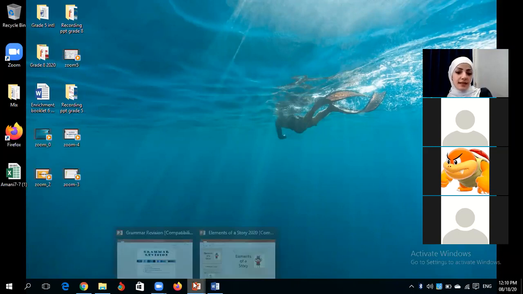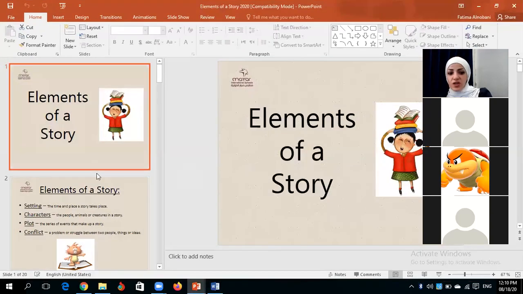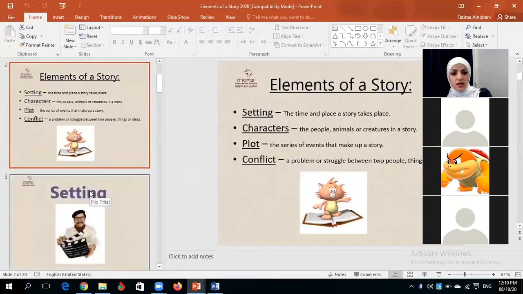Now, without any of these elements, we cannot have a story. Let's read this slide. Who would like to read it for us? I want someone who did not participate at all. Muhammad Mansour, can you read this slide for us? Yes.